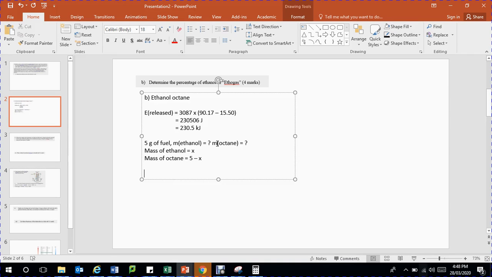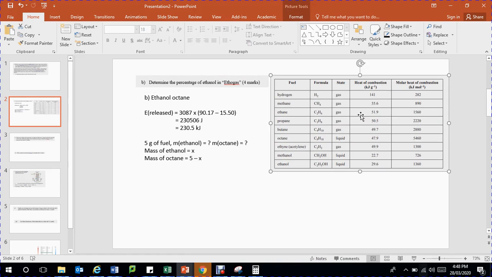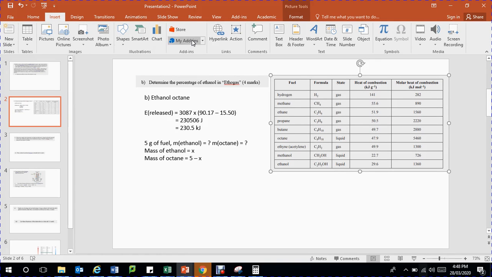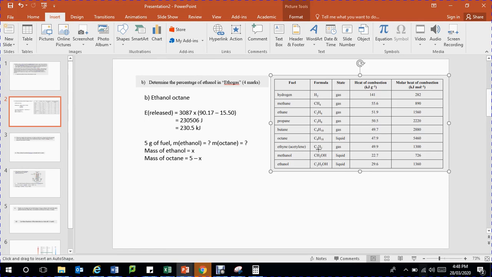So I know that the ether gas released 230.5 kilojoules. But how can I work out what this mass of ethanol is? If you go to your data booklet, you will see that you have got some information to help you answer this question. So we've got here octane. Just put it separate.